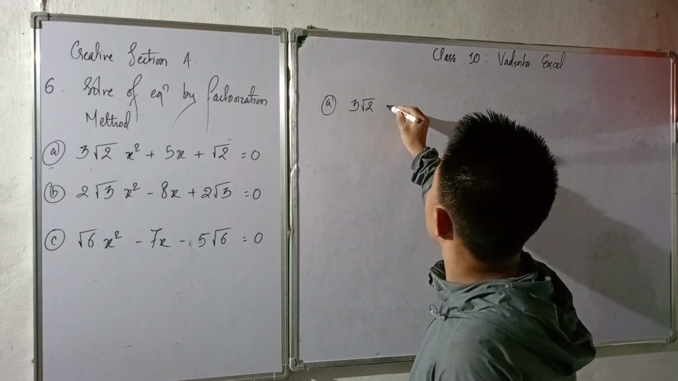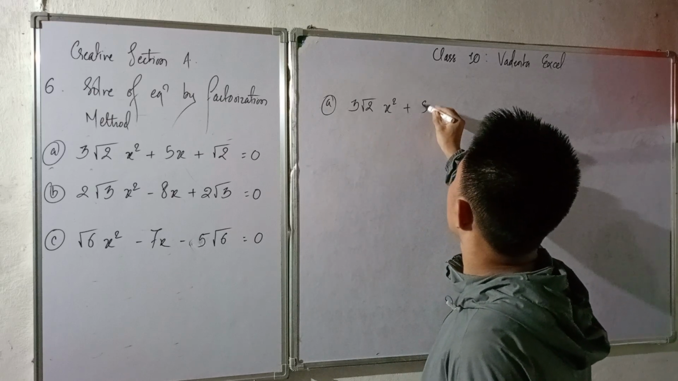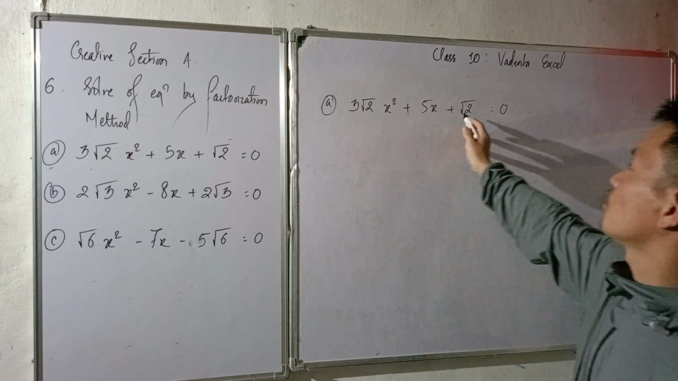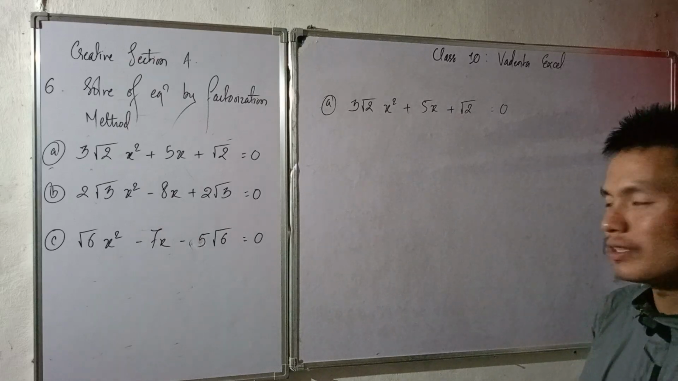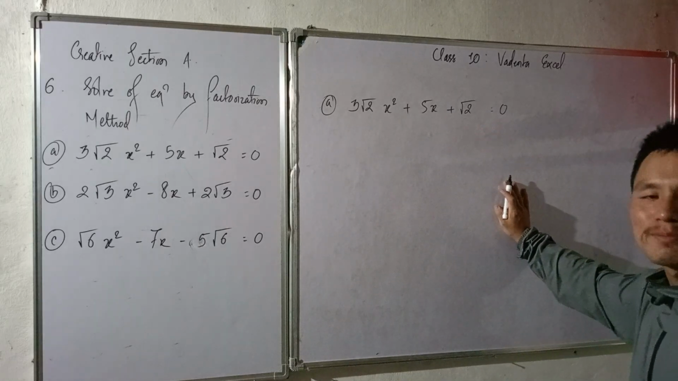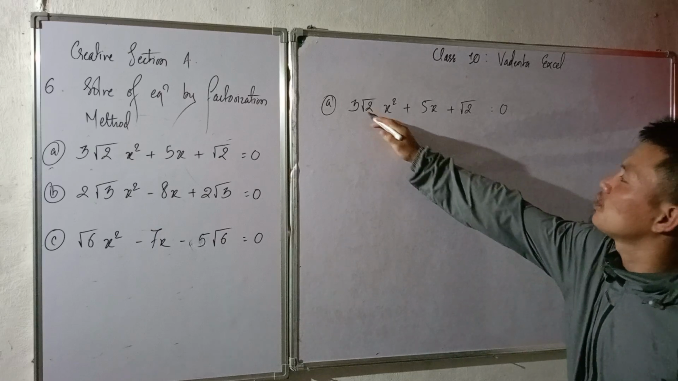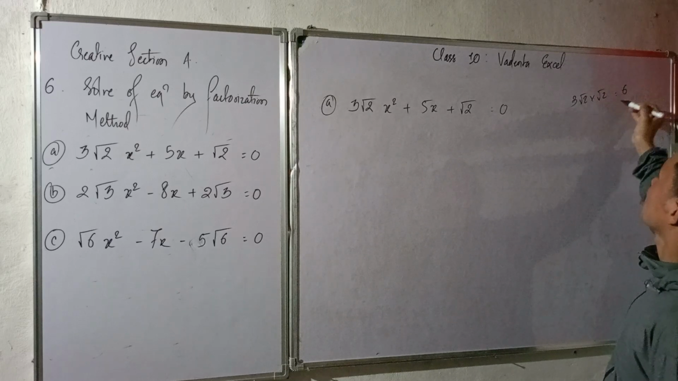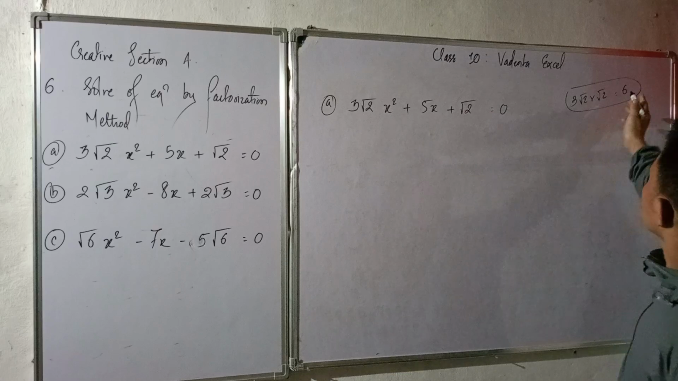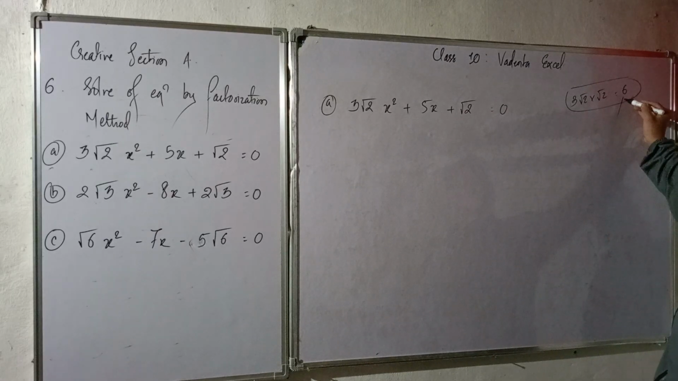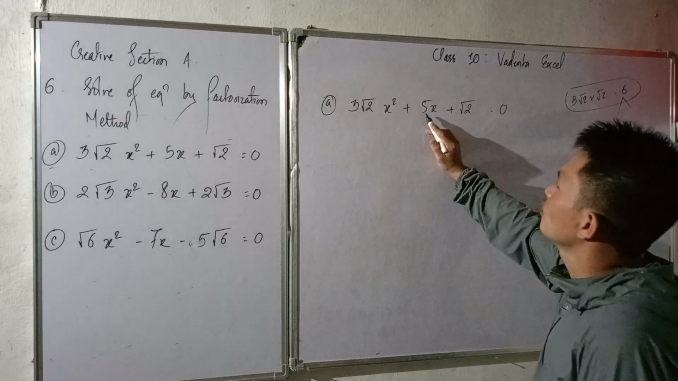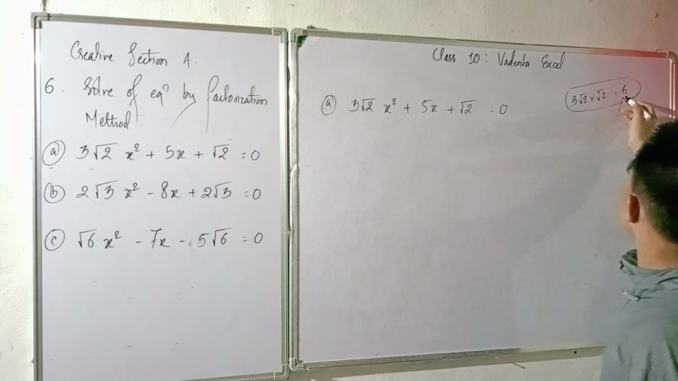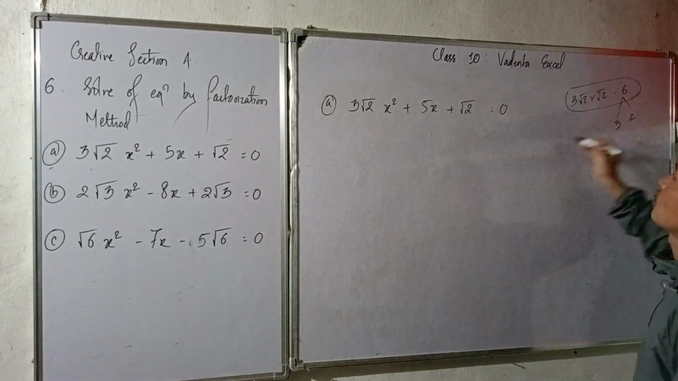3 root 2 x square plus 5x plus root 2. Just by seeing this root 2 and root 2, they get a little more confused in this situation. There's nothing to get confused about. You just multiply this 3 root 2 and this root 2, and you will get 6. You can do it on the calculator. So you have to choose the factors of 6 that sum up to 5, because here is a positive sign. The factors of 6: 3 plus 2 is 5.